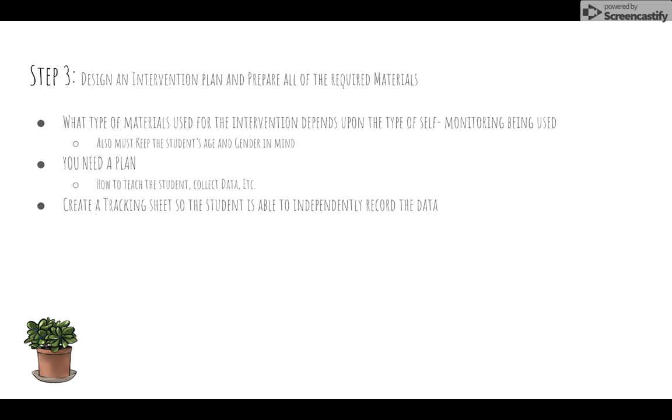And that can be a timer on their iPad, on their cell phone, or just a timer in class, whatever is easiest and most cost effective for you. But you should also keep the student's age and gender in mind. So for example, if you want a second grader to self-monitor, you probably shouldn't rely on a cell phone because they might not have one. In that case, you need to improvise on whatever works best for you and your student. And then you design a plan.